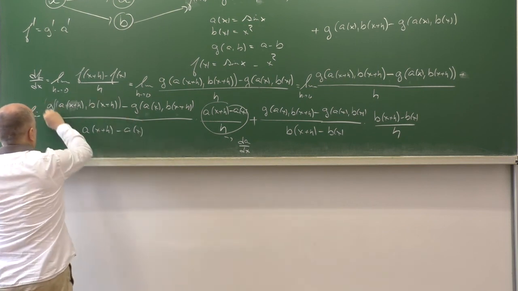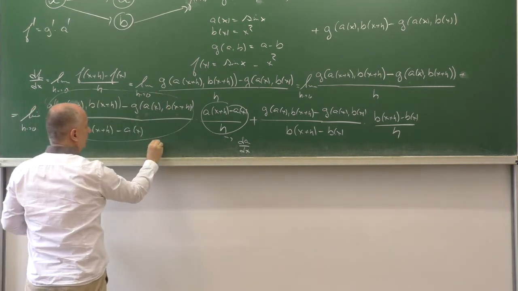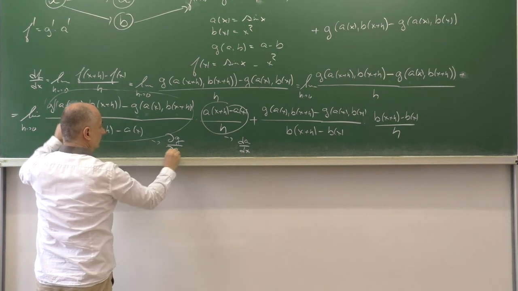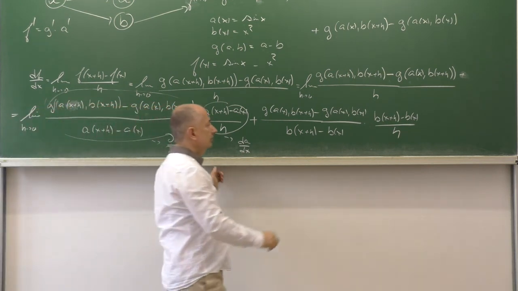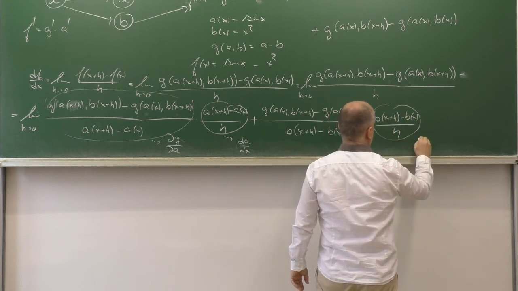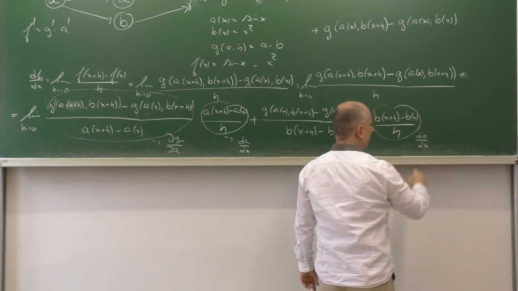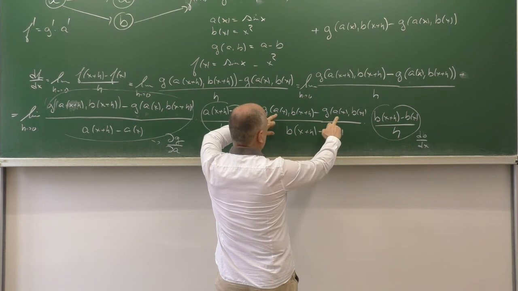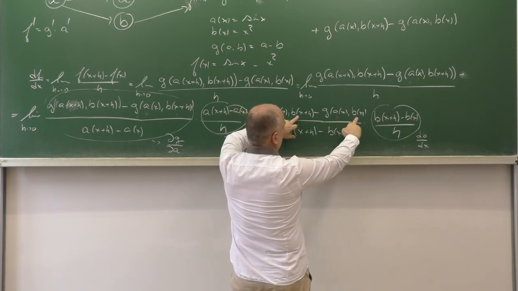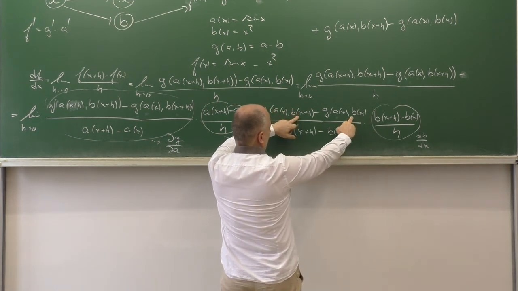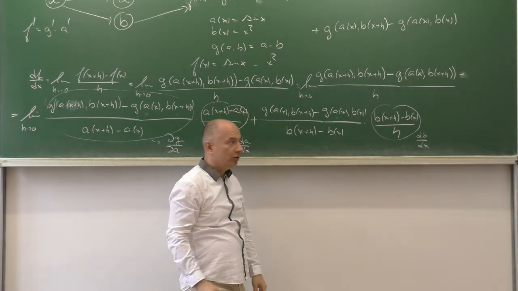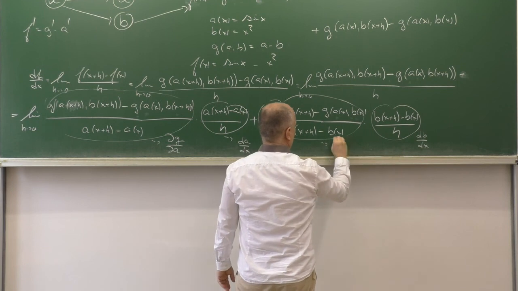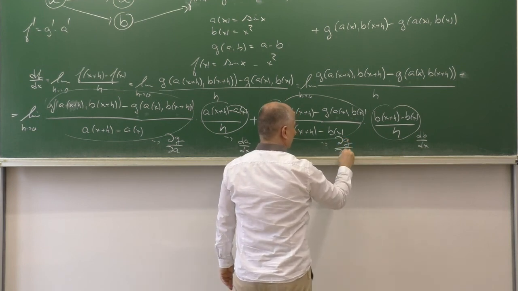So this fraction goes to the partial derivative of g with respect to the first argument. And similarly, this fraction goes to the derivative of b with respect to x. And this fraction, again, resembles a derivative. This time the first argument is the same, and the second argument changes. And we divide by the change of the second argument, which goes to 0 if h goes to 0. So this fraction goes to the partial derivative of g with respect to the second argument b.